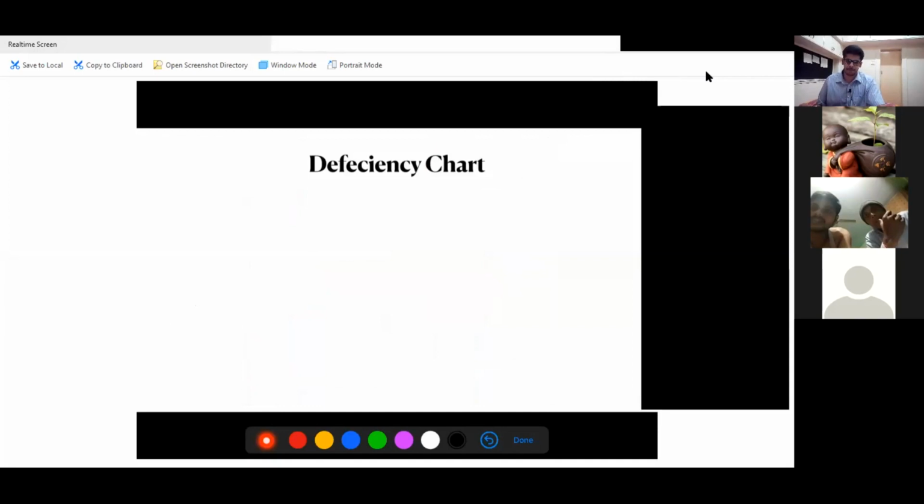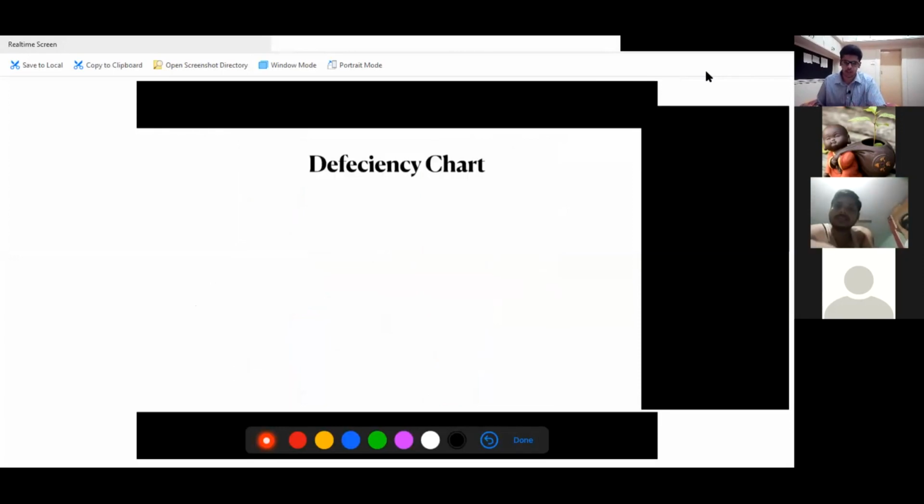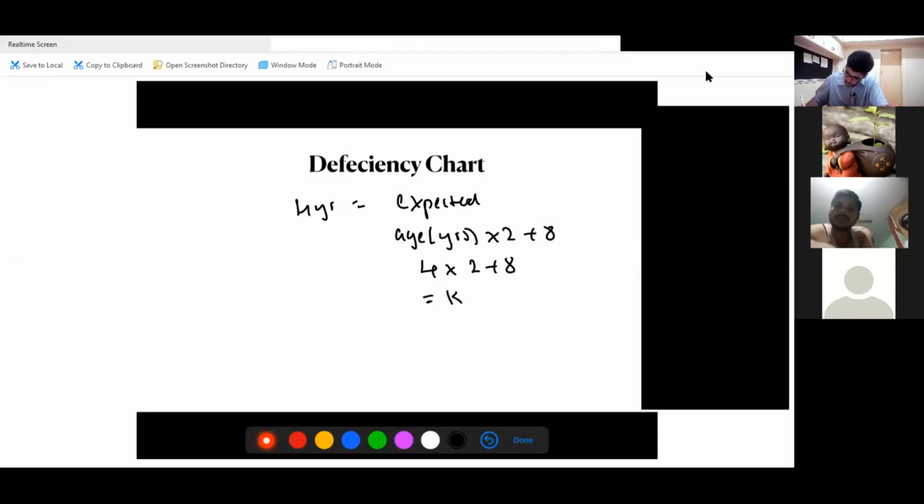So deficiency chart. Once you have diagnosed that it is marasmic or Kwashiorkor, now you have to go to the deficiency chart. So again, deficiency chart, how will you make the deficiency chart? For example, if this patient is 4 years old, his expected weight, how will you calculate expected weight? I told you in the last lecture it was age in years into 2 plus 8. So 4 into 2 plus 8 is equal to 16 kilo. So this is the expected weight of your patient. Expected weight.